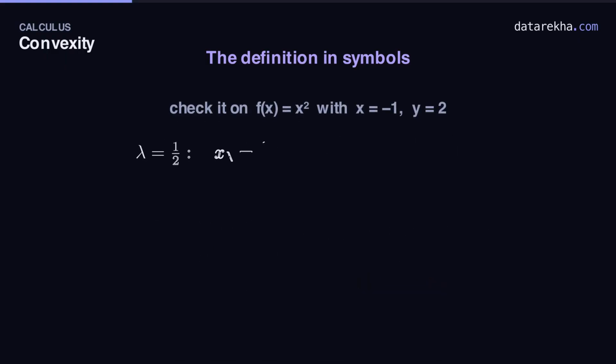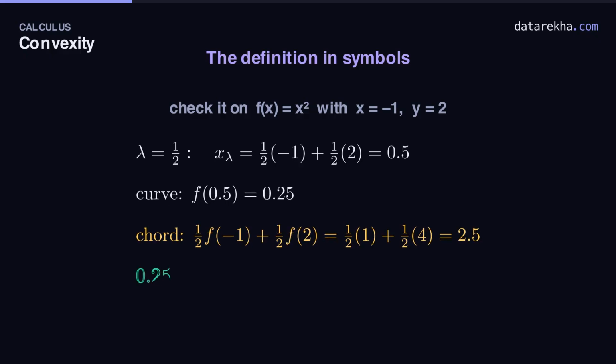Make it concrete with x squared. Take x minus 1, y 2, lambda 1 half. The midpoint is 0.5, and the curve there, 0.25, comes out well below the chord's 2.5. The inequality holds, just as the picture promised. When it's strictly less, we say strictly convex.